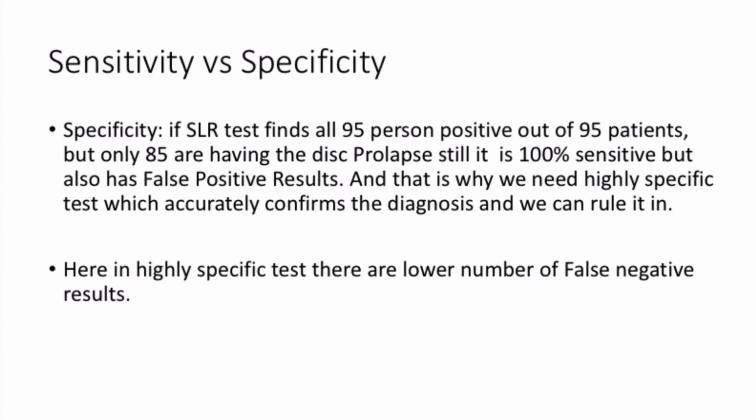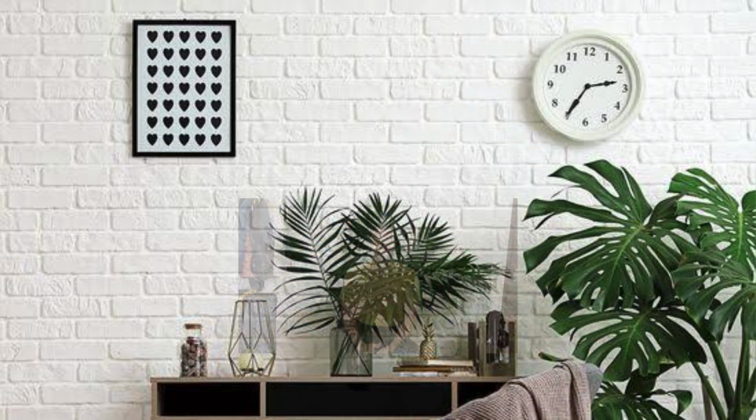Why? Because even though the population is not affected by the disc prolapse, the test is diagnosing them with the disc prolapse. And that is why we need more specific tests to rule in the condition. So in a specific test, we will find fewer false positives and we will get more true positives.